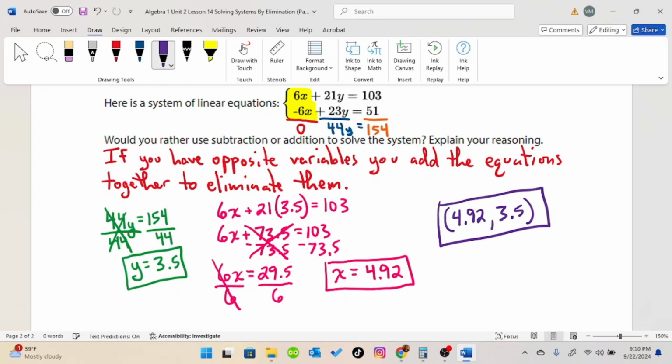If you have any questions about how to use addition or subtraction to eliminate one of the variables to solve the system of linear equations, please use class time to ask for further clarification so that you are better prepared as we move forward to lesson 15.